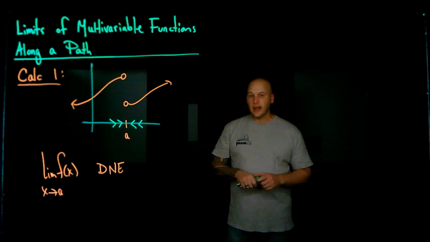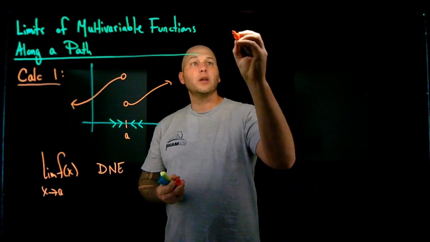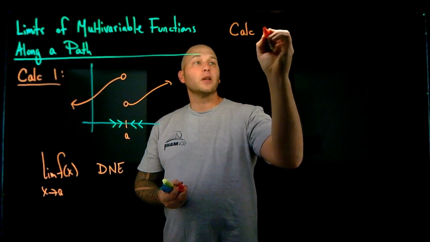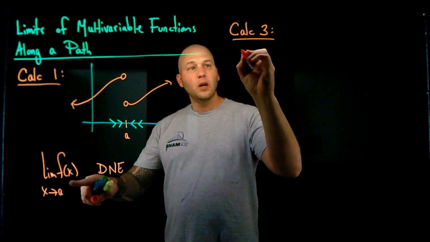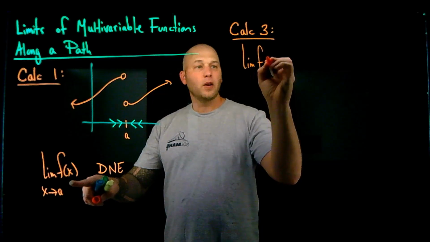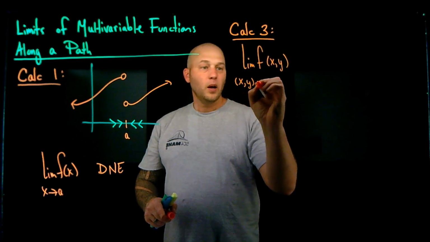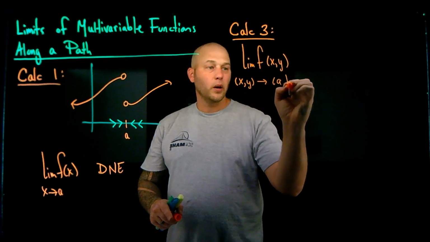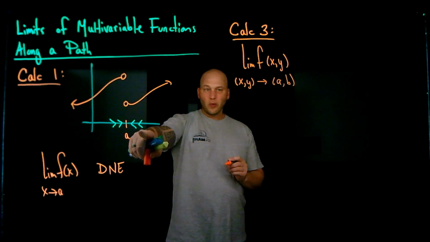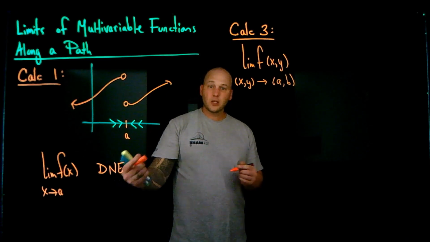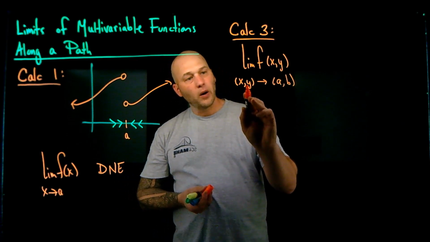Now, is there some sort of an analogous idea in Calc 3 when I've got multivariable functions? So, of course, there is. Here's the difference. In Calc 3, we are going to look not at the limit of a single variable function, but at the limit of a multivariable function. And that means that I've got an ordered pair approaching an ordered pair. Over here, we had a left-hand limit and a right-hand limit, and in order for the limit to exist, both of those had to be the same. So here's the question: how does this ordered pair approach (a, b)?